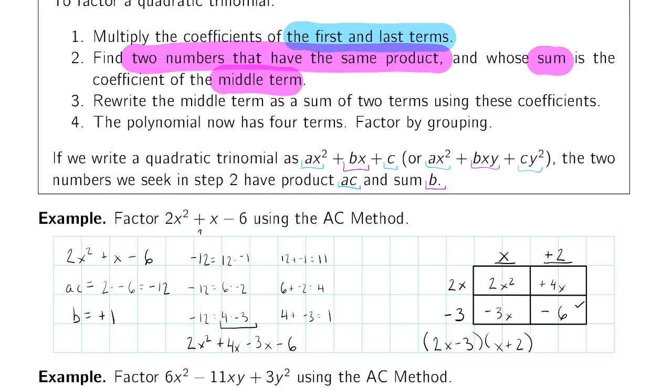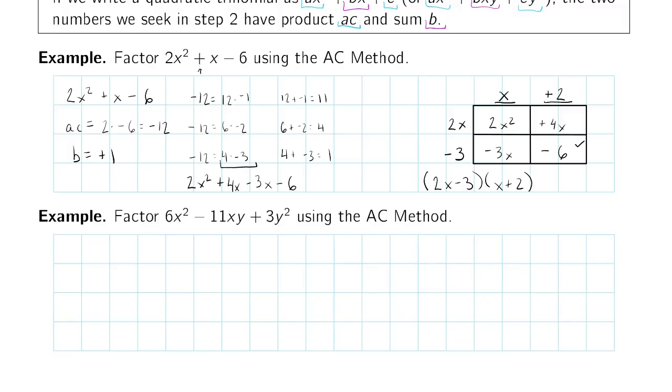So we use the AC method to uncombine the like terms in the middle. Let's see another example now where we don't already know what the answer is. Here we have the polynomial 6x squared minus 11xy plus 3y squared. My AC is 6 times 3, which is 18, and my B is negative 11.